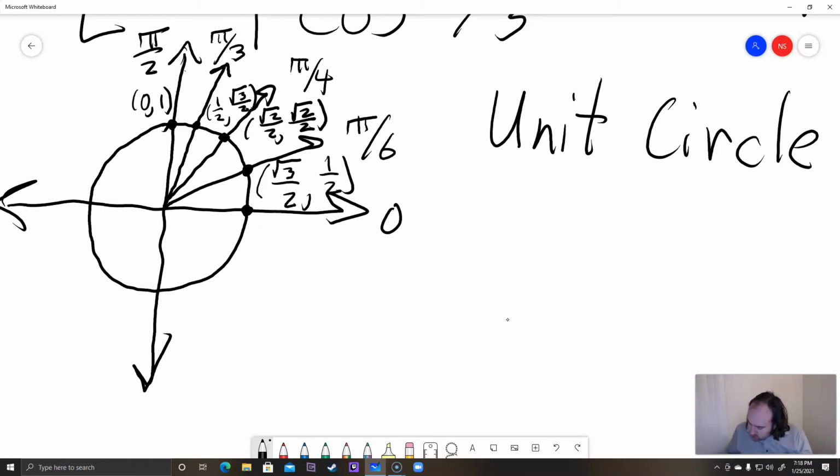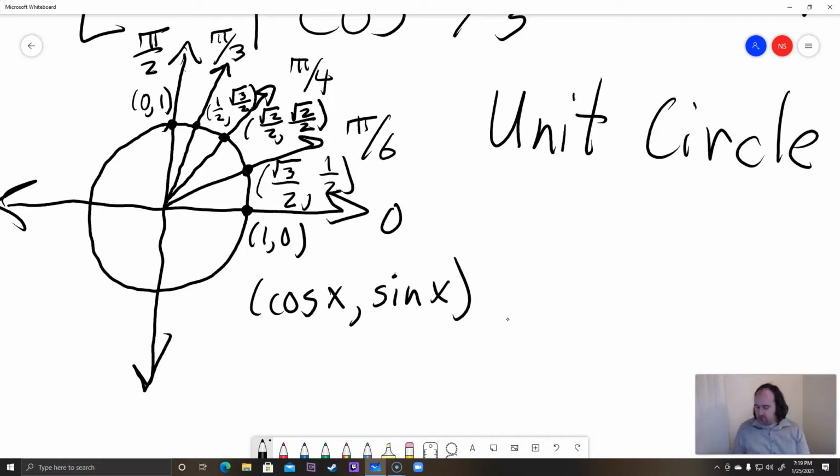Okay, so that's just a quick review of the unit circle. And remember, on the unit circle, it's in the form x comma y, but x is actually the same as cosine, and y is the same as sine. So these coordinates are actually in the form cosine of x, comma sine of x, or whatever your variable is, theta, x, t, whatever your variable is.